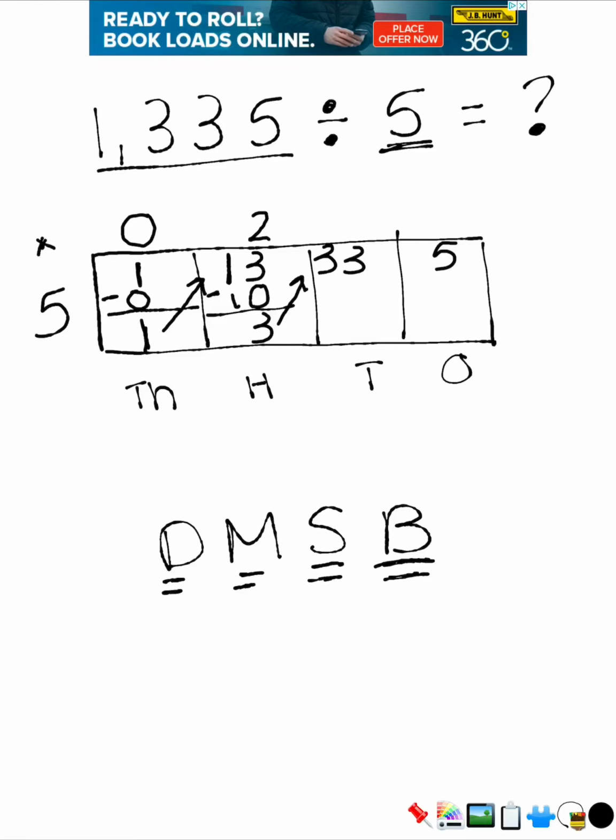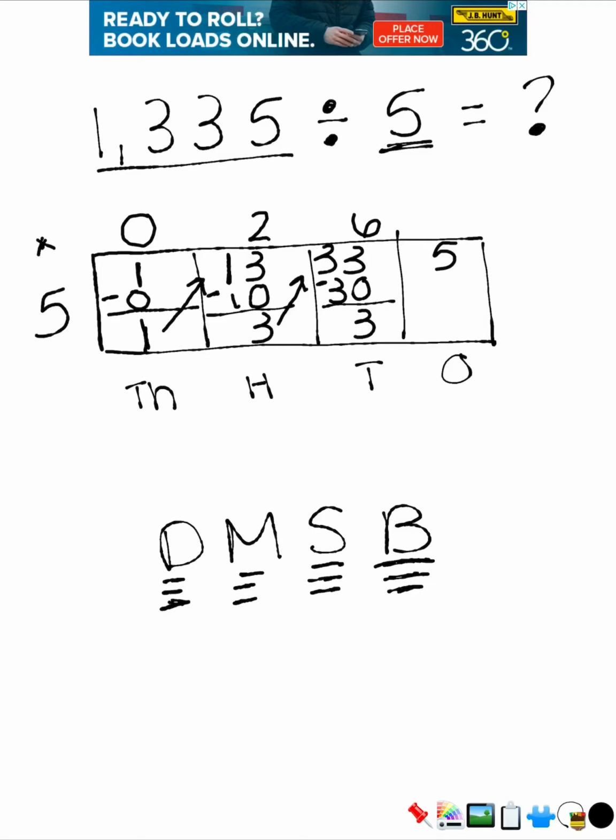5 times 7 would give me 35. That's too much. So it can only fit 6 times. So there's my division. Now I'm going to multiply. 5 times 6 is 30. My next step is to subtract. 33 minus 30 gives me 3.